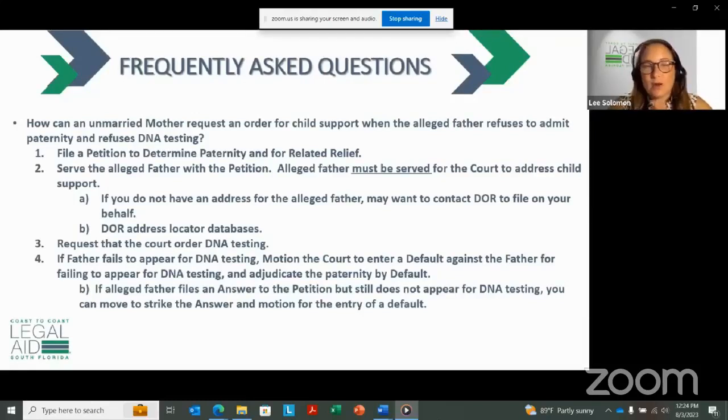Sometimes you have a situation where the father answers, files a responsive pleading to that petition, but doesn't show up for that DNA testing. The solution for that would be motioning the court to strike that answer and again asking them to enter that default for paternity. So the key here is really getting him served. If he's served, then you should be able to eventually get an order establishing paternity.